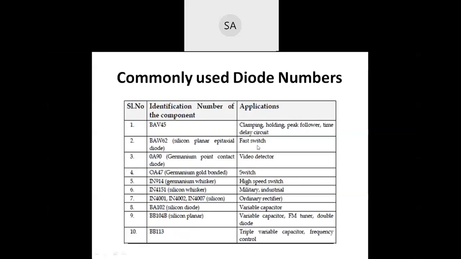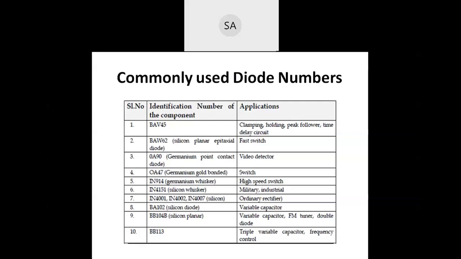And the commonly used diode numbers: for which applications we are using which type of diodes. First one is BAV45. That is the identification number of the component, that is the diode. So this diode is used for clamping, holding, peak follower, and time delay circuits. So we are using it in clamping circuits, holding the peak followers, that is following up to the maximum peak, and the time delay circuits.